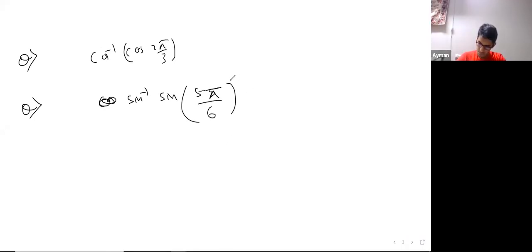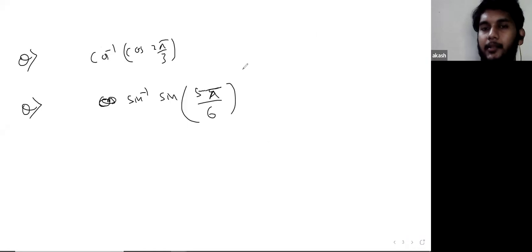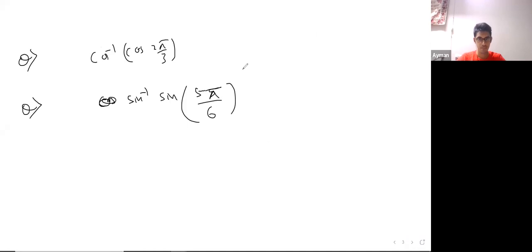Always try to break angles into something like this, closest to the denominator. If you have 3, then either 3 pi minus pi or 6 pi minus pi and so on.